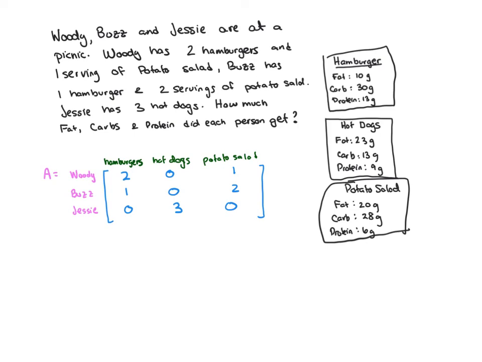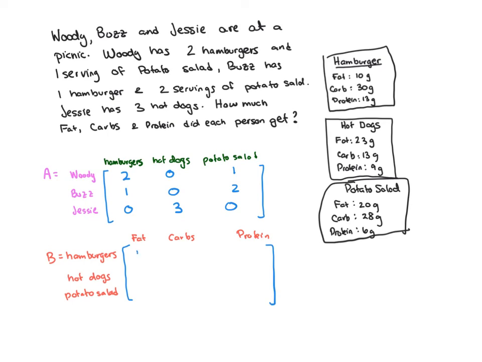And then I'm going to make a second matrix, B, and my second matrix is going to have the different nutrients per food. So I'm going to list the foods in the same order I listed them before. So hamburgers, hot dogs, and potato salad. And then I'll list the nutrients, fats, carbs, and protein. And then we can go ahead and fill in this matrix.